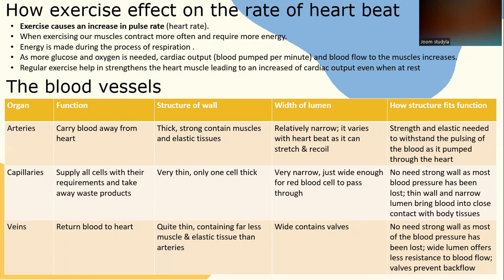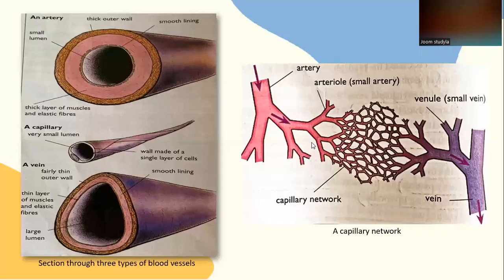And let's look into veins. The function of veins is to return blood to the heart. The structure of the wall is quite thin, containing far less muscle and elastic tissue than arteries. The lumen is very wide and contains valves. How does the structure fit the function? There is no need for a strong wall, as most of the blood pressure has been lost. The wide lumen offers less resistance to the blood flow, and valves prevent backflow.